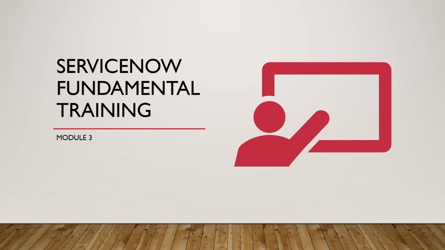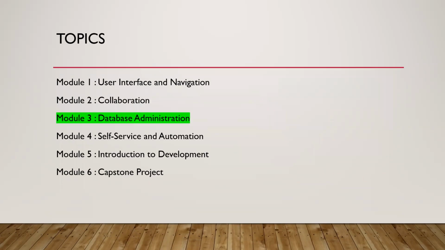So today's topic that we are going to go through is database administration. When we talk about database administration, what does it mean? For any application, there are mainly two parts: front end and back end. Front end means what the customer, what the end user, is going to see. That is called front end.